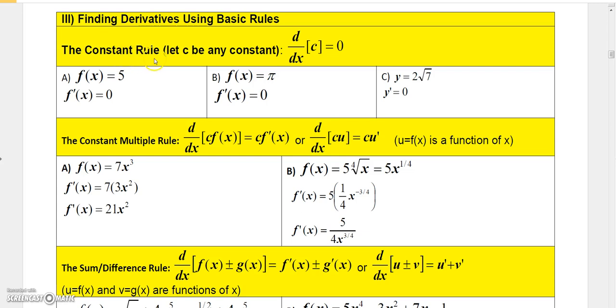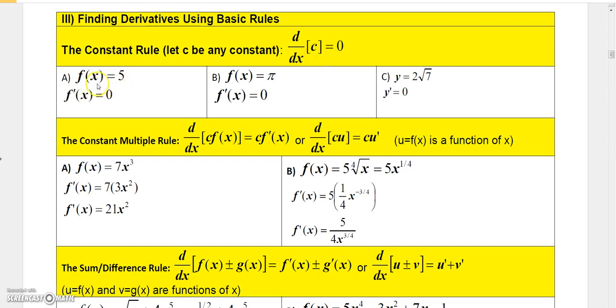The first rule is the constant rule. Let's say that C is any constant. Then the derivative of C is 0. So therefore the derivative of any constant is 0. And that should make sense to you, because if you think about a constant function, it's just a horizontal line. And you should have read somewhere that the derivative represents the slope of the tangent line for a function. And if your function is a horizontal line, then its slope would always be 0.